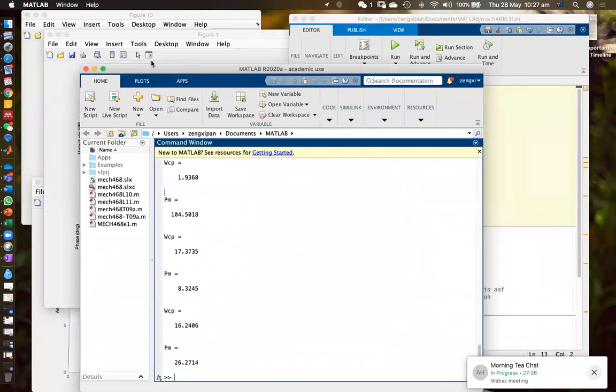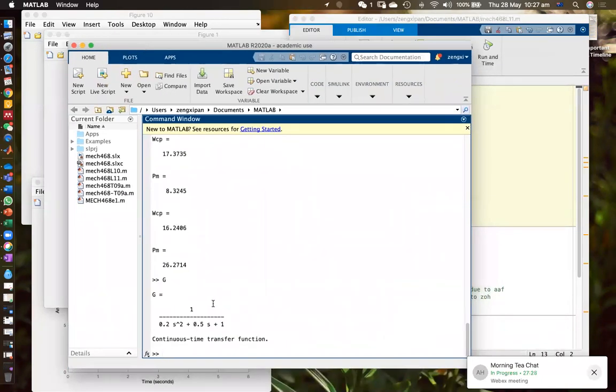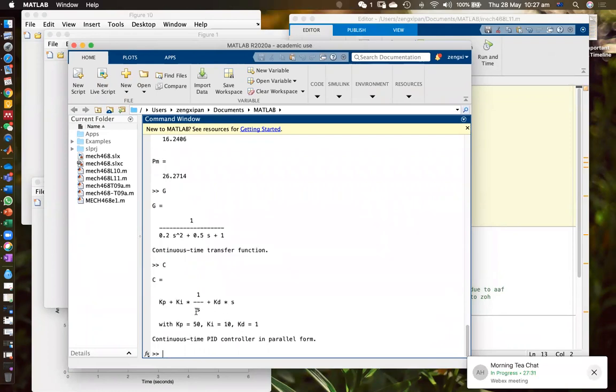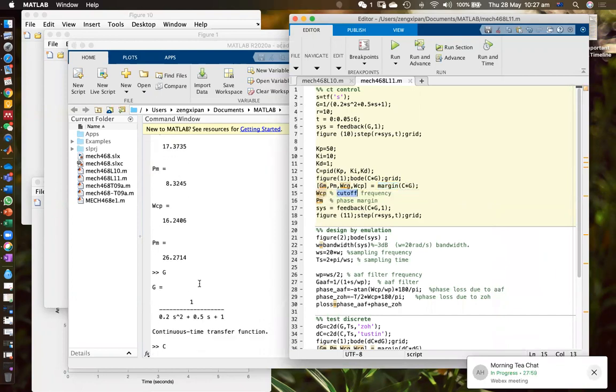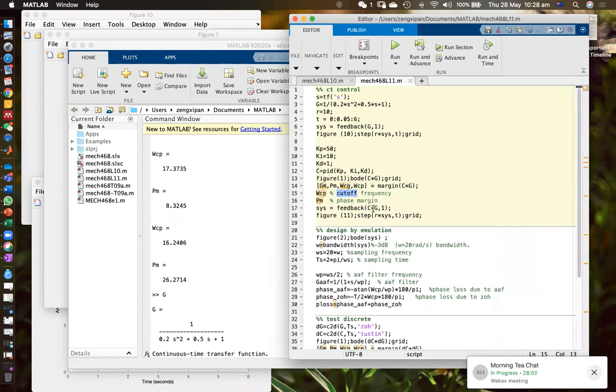Okay, so I'll show you what the controller looks like. The prompt is this. That's the original one. The controller is this one. So it's KP, KI, KD, with the values you set up over here. So the Bode diagram is for open loop. It's this one, just C multiplied with G. And the phase margin is also looked at in the open loop. Okay, so you got a phase margin, gain margin. So WCP is our cutoff frequency, which is 16, and phase margin is 26.